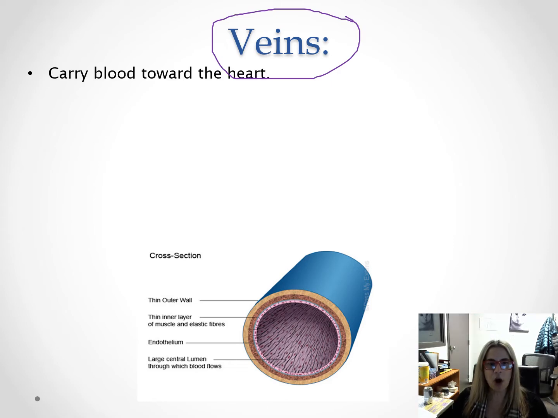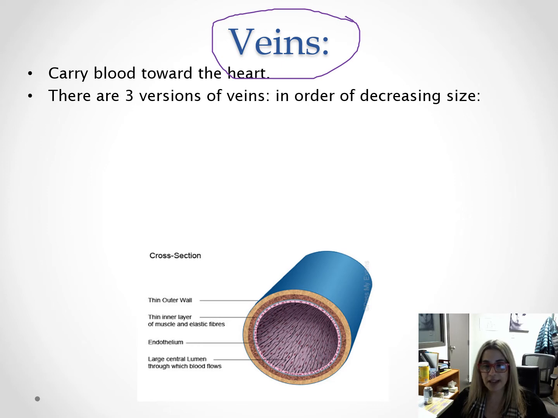So in terms of their composition, veins are different than arteries in a number of ways. First of all, just like the definition for arteries was that they take blood away from the heart, the definition of a vein is that they always take blood back to the heart. So again, avoid that oxygenated, deoxygenated piece because there are exceptions to that. Arteries take blood away from the heart, veins always take blood towards the heart.